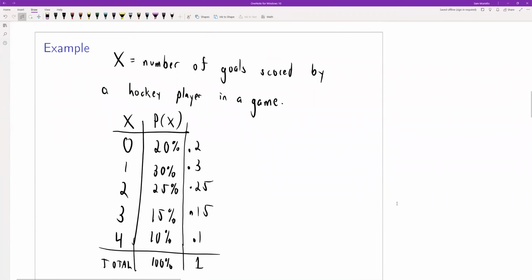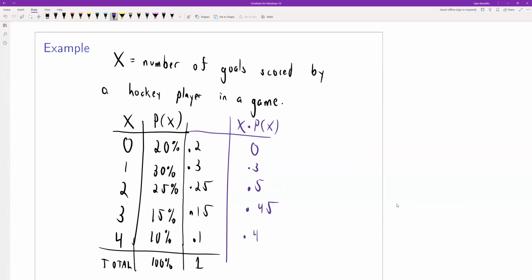Let's find the expected value of the number of goals that we expect this hockey player to score. We can add another column in that we might call x times p of x. Here, we're certainly going to want to use the decimal number. 0 times 0.2 is 0. We've got 0.3 here, a 0.5. Here we get a 0.45 and a 0.4. So the total, if we add this all up, is 1.65. What does this mean?